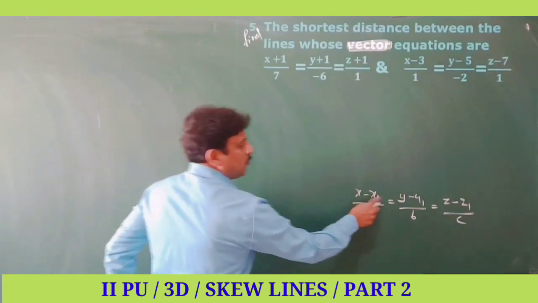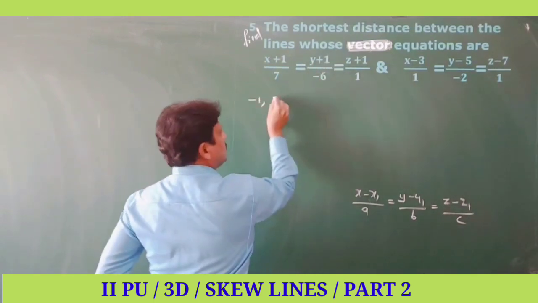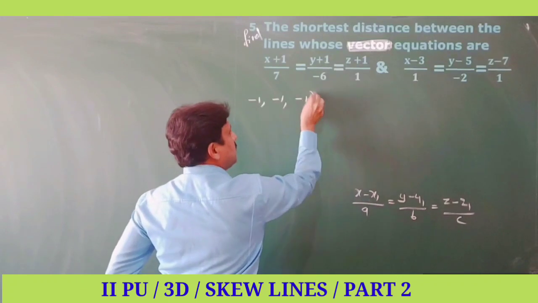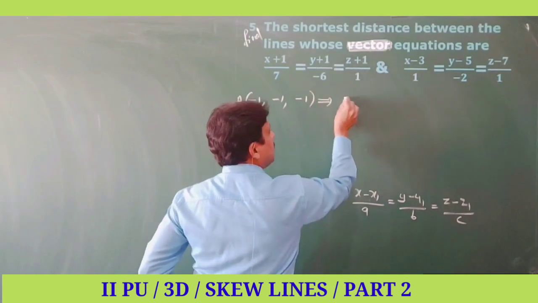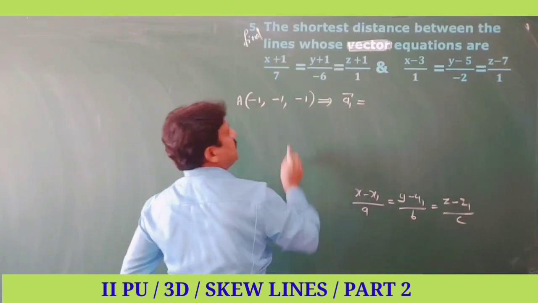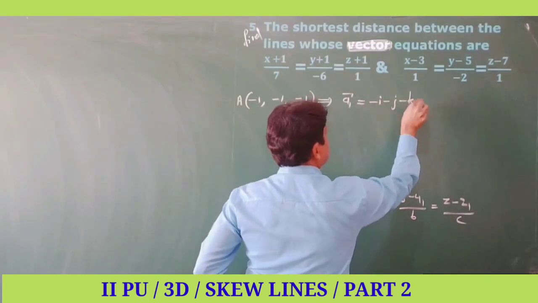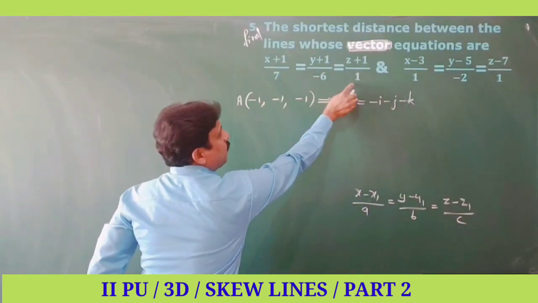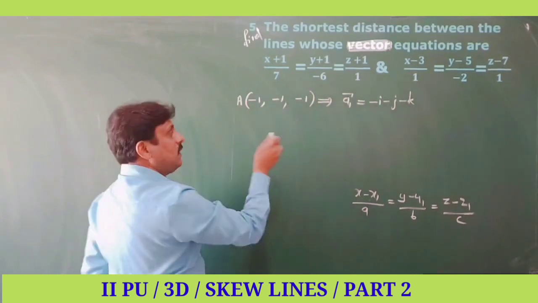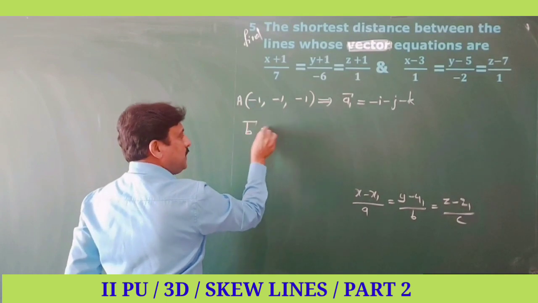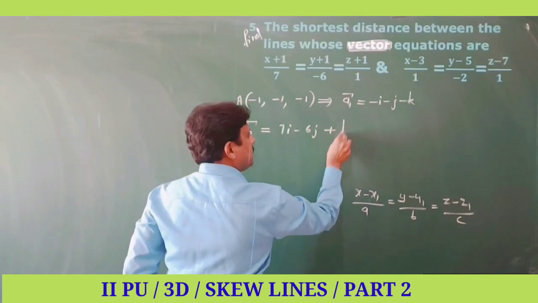So compare x1, y1, z1: x equals minus 1, y equals minus 1, z equals minus 1. Call this point A, its position vector on the first line is therefore a1. What is a1? This position vector is minus i minus j minus k. Here 7, minus 6, 1 are the direction ratios of the line as well as b. So b equals 7i minus 6j plus k.